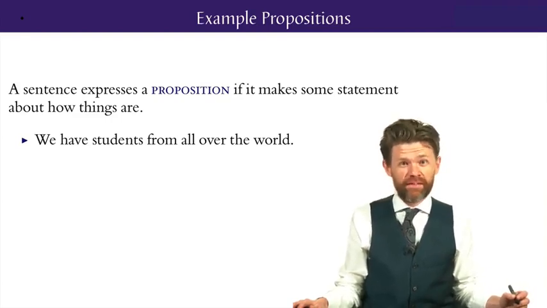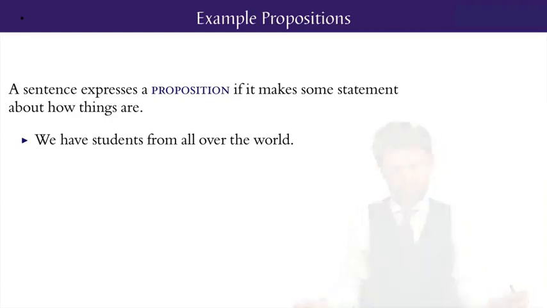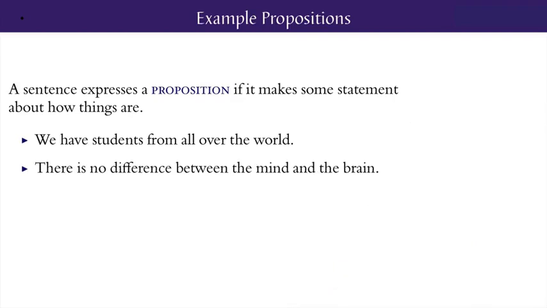Now, it doesn't have to be a straightforward agreed matter of fact to express a proposition. A statement like, there's no difference between the mind and the brain, describes how some philosophers of mind take the world to be, that minds are brains, nothing more, nothing less. Now, not everybody agrees, and this is a hotly contested issue in the philosophy of mind. The fact that it is a contested issue tells us that it is a proposition. It's the kind of thing that you could argue about, use as a premise or a conclusion in reasoning. It describes how things are, or how they aren't.